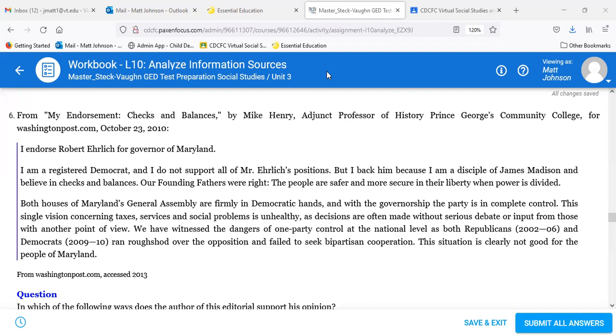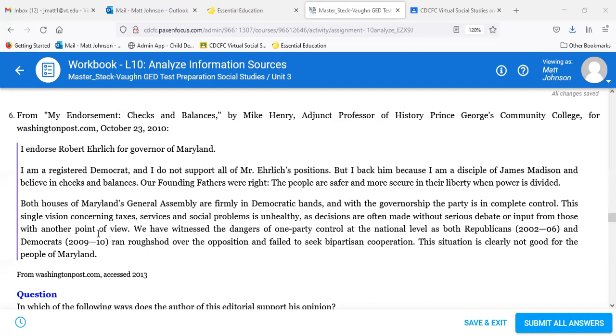Our founding fathers were right. The people are safer and more secure in their liberty when power is divided. Both houses of Maryland's General Assembly are firmly in Democratic hands, and with the governorship, the party is in complete control. The single vision concerning taxes, services, and social problems is unhealthy, as decisions are often made without serious debate or input from those with another point of view. We have witnessed the dangers of one-party control.